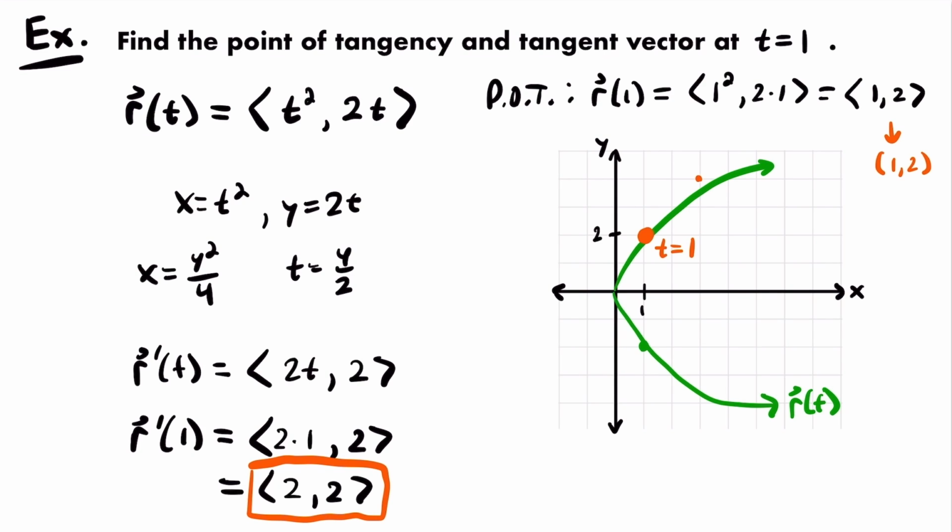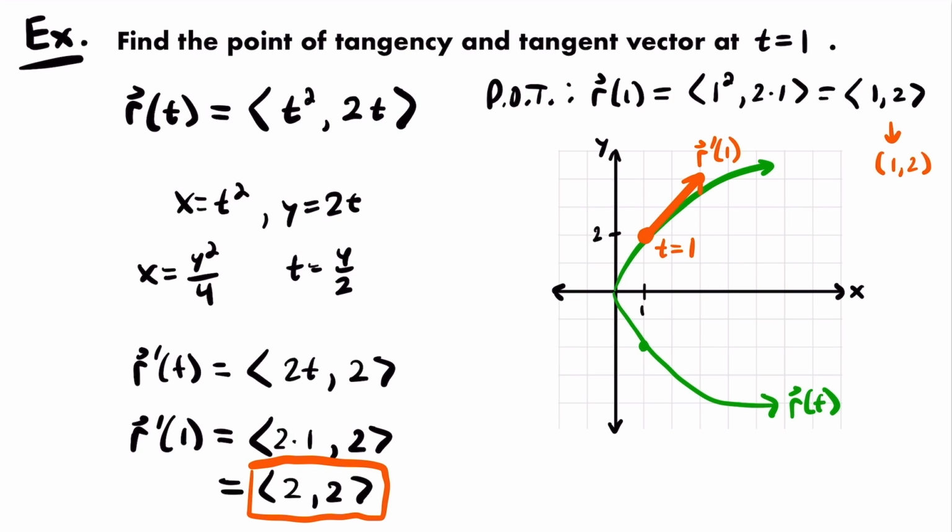So this would be the terminal point of that tangent vector. And so then you can connect those 2 points and get your tangent vector. That would be r prime of 1. It is the vector that is tangent to that point along the curve.